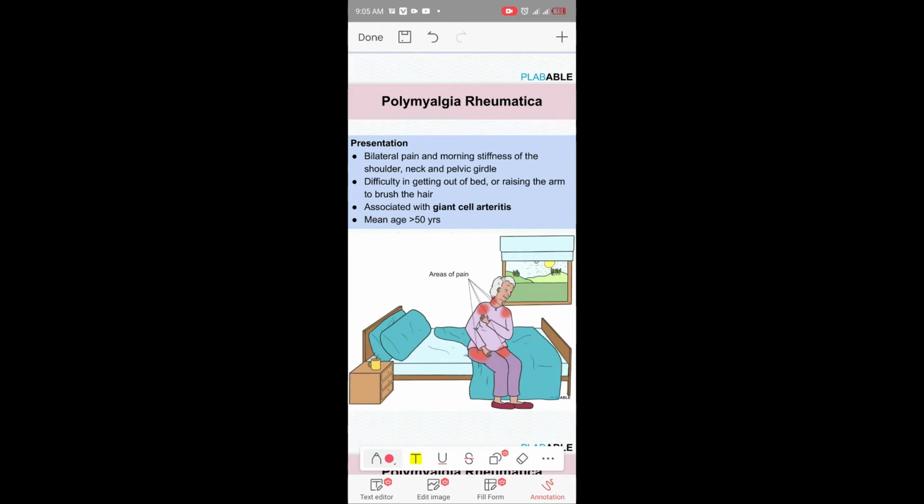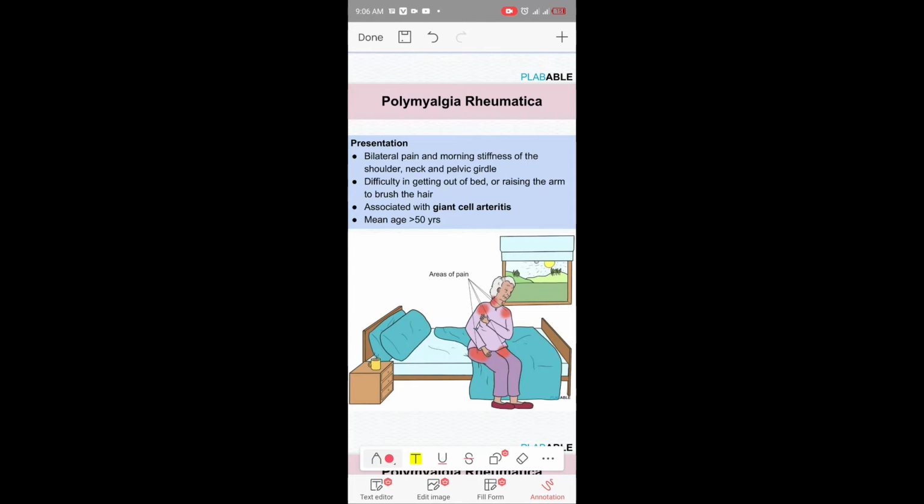The scenario will be an old lady coming to you with pain in the shoulders and in the pelvic girdle, with difficulty getting out of bed and raising the arms. So this would be the history of an old lady coming to you with pain in the pelvic girdle as well as pain in the shoulder. Okay, so this is polymyalgia rheumatica, and this is associated with temporal arteritis or giant cell arteritis.